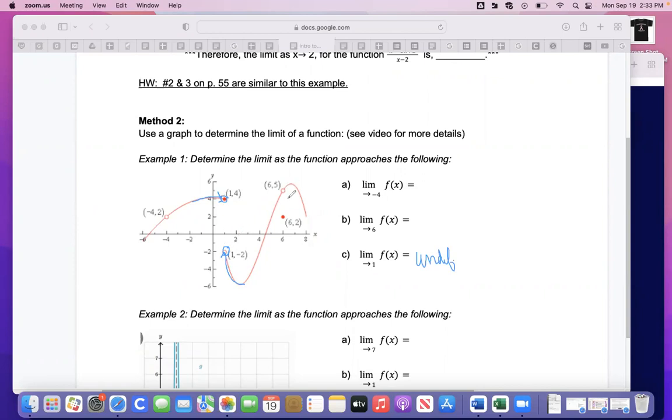This is not considered a jump. This is just a different value at the number 6. But as you can see, the graph is still going. There's just a hole. You can have a hole, but you can't have a jump. Okay, let's go on to another example.